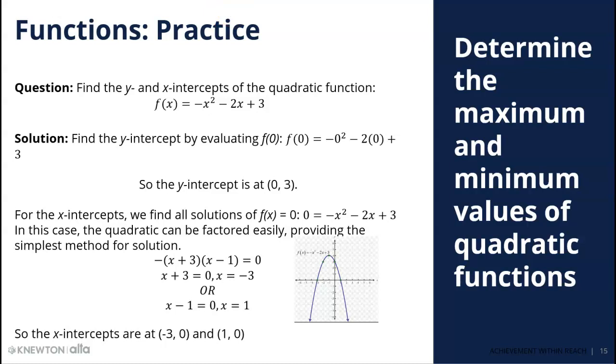So the ordered pair that corresponds to x equal to negative 3 is (negative 3, 0), and the ordered pair that corresponds to x equals 1 is (1, 0). So if you look at the graph, these two points here are the x-intercepts, and this point here is the y-intercept.